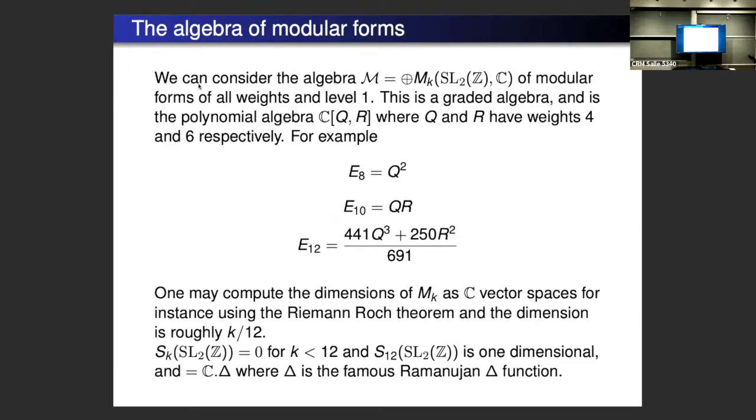And for weight 12, it's one-dimensional, and it's spanned by this delta function, right? Because of Ramanujan's study of it from 1916, it's called the Ramanujan delta function. Now this is the first time the space of cusp forms is non-empty. It's the first example of a cusp form. Whenever you have something which shows up for the first time, it's perhaps immediately interesting, and quite remarkable.